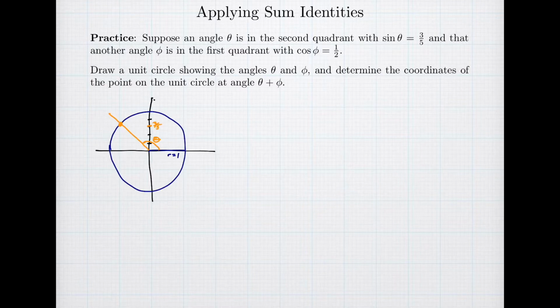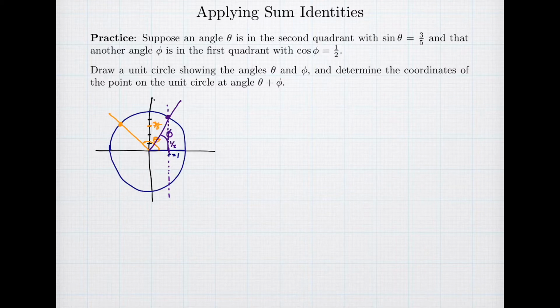Our second point is in the first quadrant, and we know that the cosine of that angle is 1/2. So the cosine corresponds to an x-coordinate, and so our x-coordinate is 1/2. And so we're looking at a point that has x equals 1/2. Again, the circle intersects this line at 2 points. But only one of these is in the first quadrant, so we choose the one in the first quadrant, and our second angle, phi, corresponds to this point with an x-coordinate of 1/2.